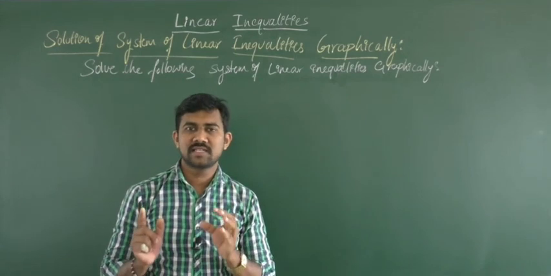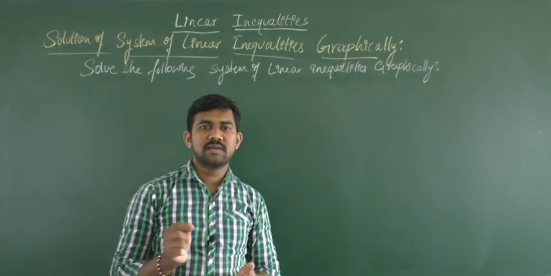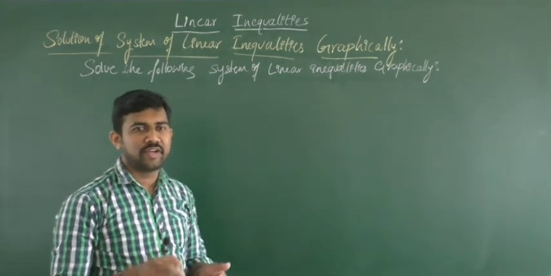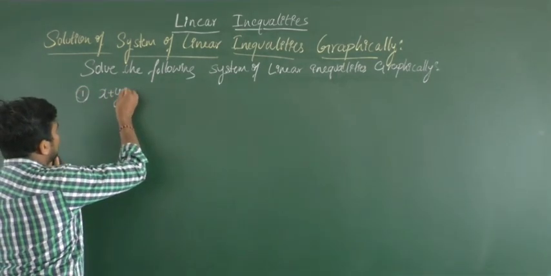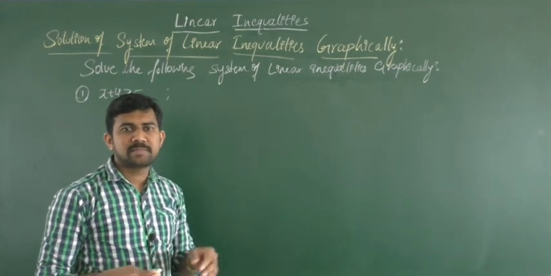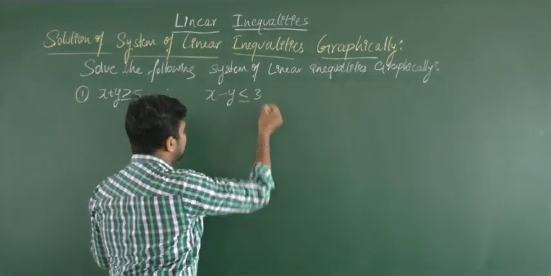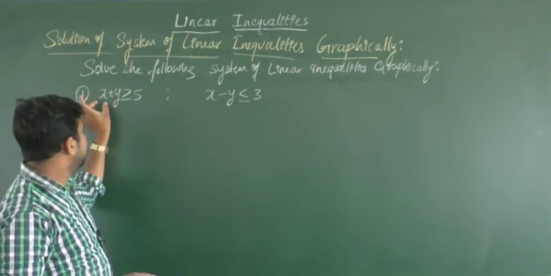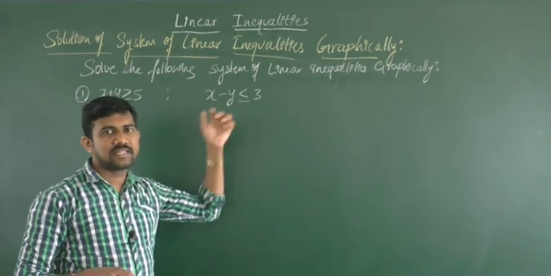As I said, the system here has two or more linear inequalities. So the first question they have given: x plus y greater than or equal to 5, and x minus y less than or equal to 3. Okay, x plus y greater than or equal to 5, x minus y less than or equal to 3.